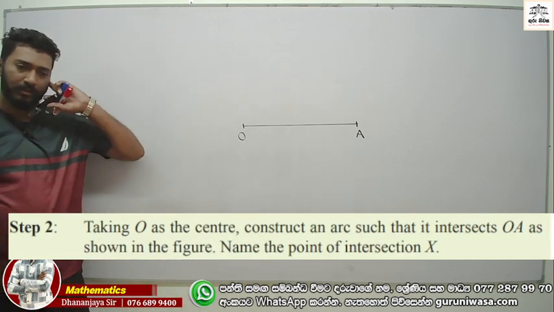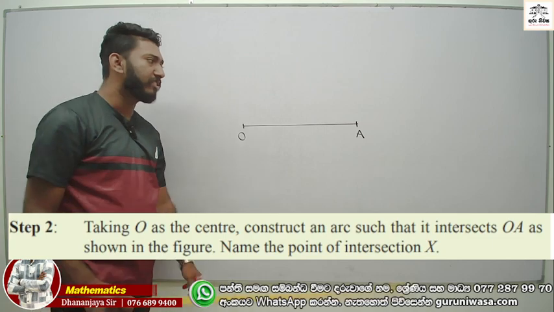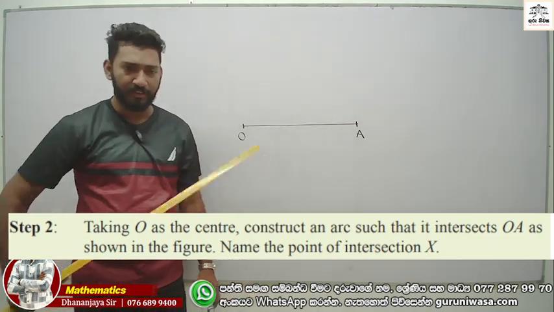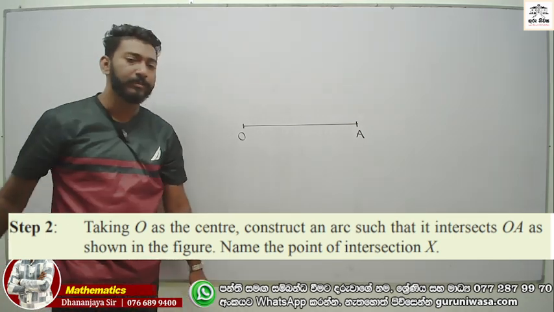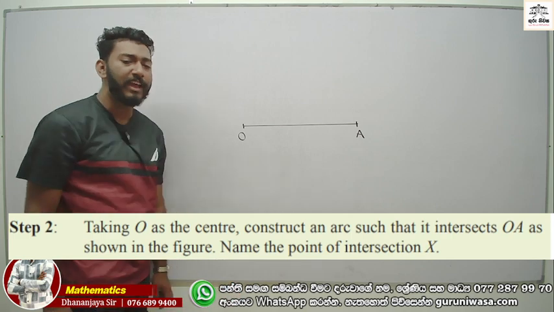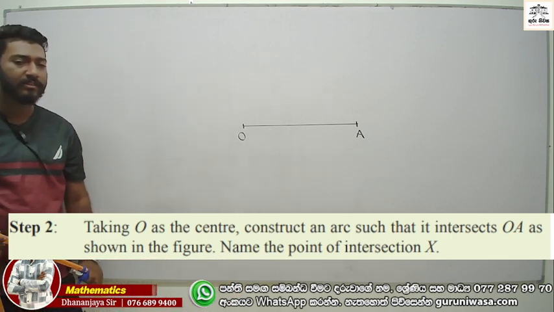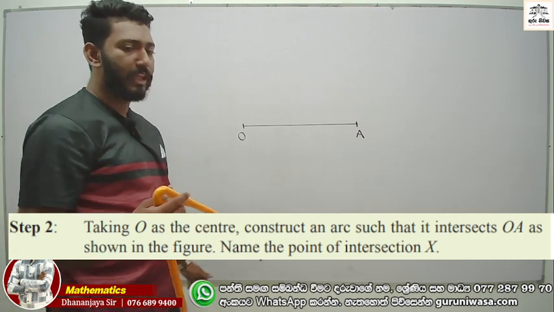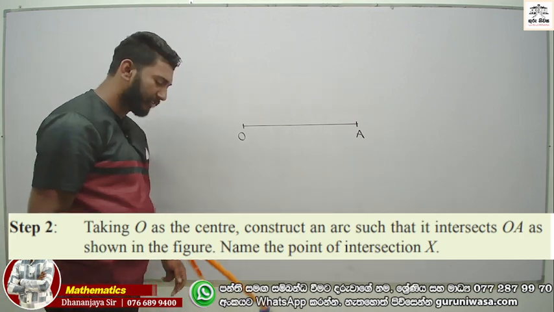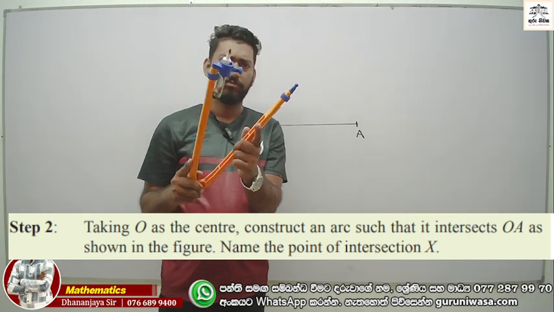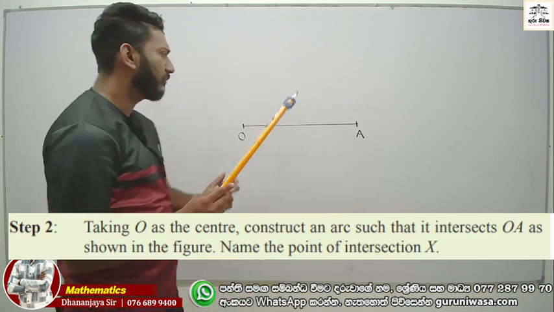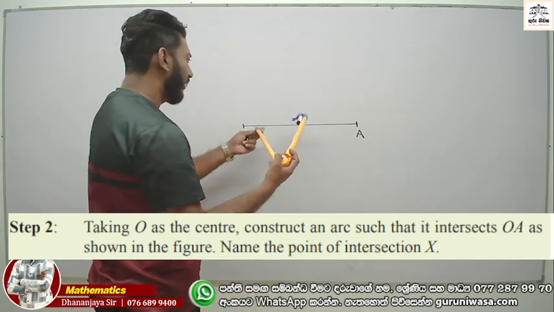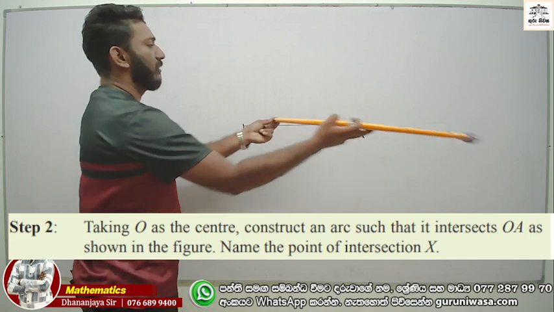Second one, taking O as a center, construct an arc such that it intersects OA as shown in the figure. Name the point of intersection as X. Now listen. I'm going to draw some arc like this. Right? It's less than the OA. Take it less than OA. You can't take it more, right?